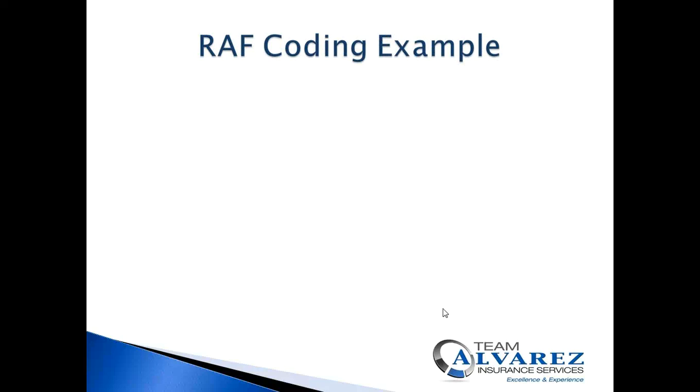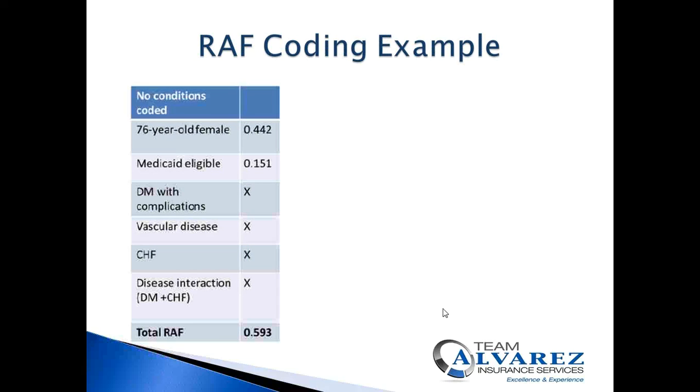Okay, so let's just go through a couple of examples, and you can see very clearly why this is important. In this example here, you have a case where this particular patient has all of these specific diseases: diabetes mellitus with complications, vascular disease, congestive heart failure, as well as the linkage of the disease interaction between the diabetes and the congestive heart failure.